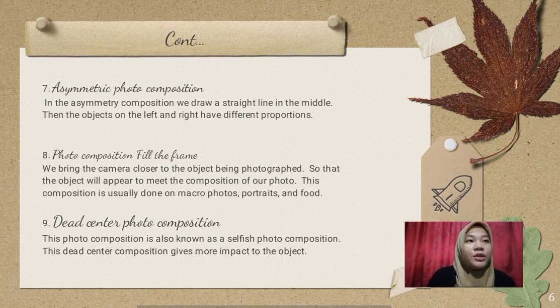We bring the camera closer to the objects being photographed so that the object will appear to meet the composition of our photo. This composition is usually done on macro photos, portraits, and food. And the last is number 9, dead center photo composition. This photo composition is also known as selfish photo composition. This dead center composition gives more impact to the objects.